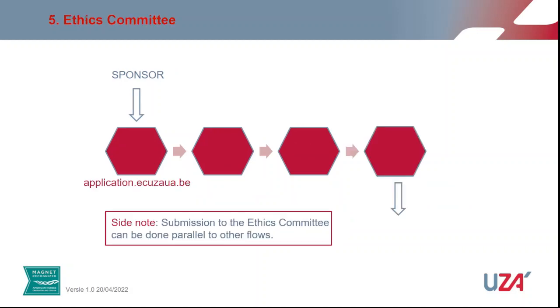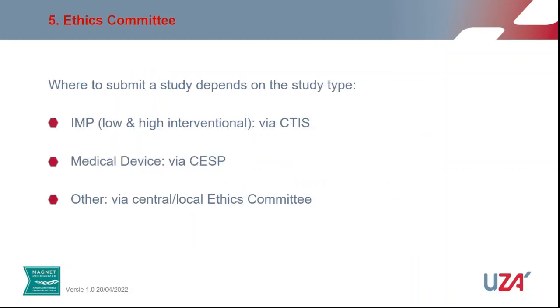Finally, there is the Ethics Committee flow. Since May 2021, submission to the Ethics Committee is done through a digital platform. After submission, your application will be reviewed at the EC meeting. If there are any comments, the EC will forward them to the PI. If everything is okay, the EC will forward its final approval. This is a flow that runs parallel to the other flows but does not go through the CTC.